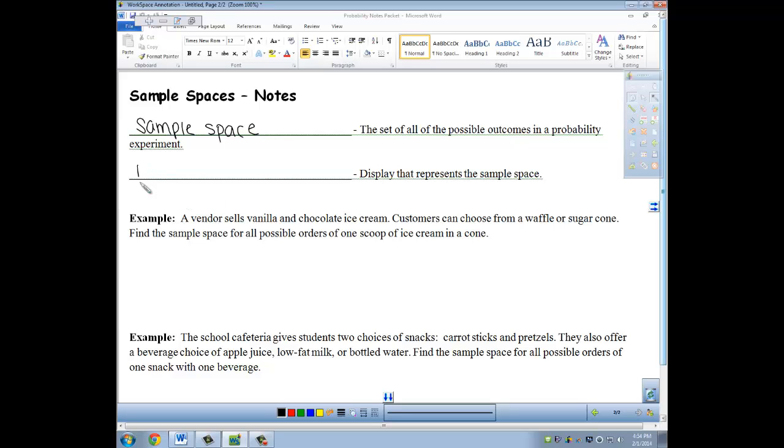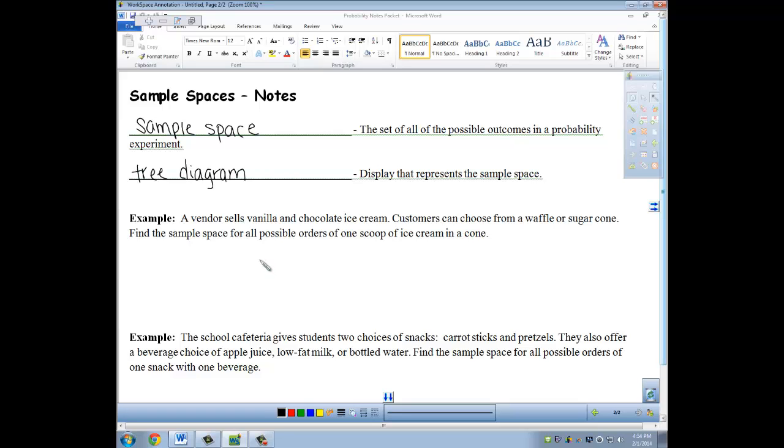A tree diagram is going to be our next blank. And a tree diagram is kind of like our T-chart. It's a way to display what represents the sample space. So it's kind of just going to look like some lines going off of our choices.